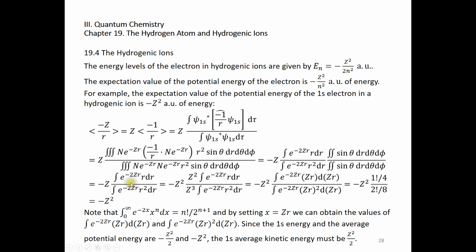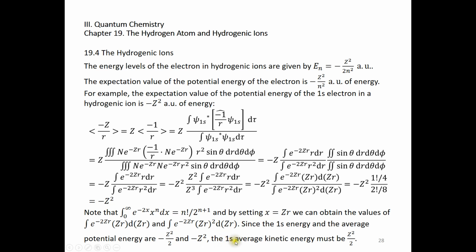So what do we have is this. The potential energy operator is negative Z over r. The expectation value of potential energy is negative Z squared. So now we know the 1s orbital in the hydrogenic ion has a total energy of negative Z squared over 2. Its average potential energy is negative Z squared.